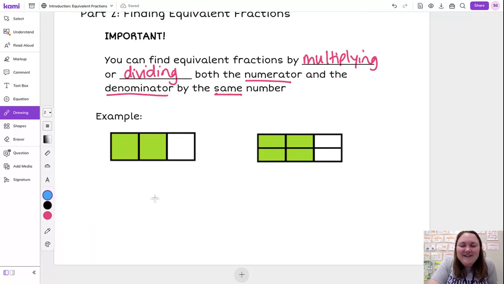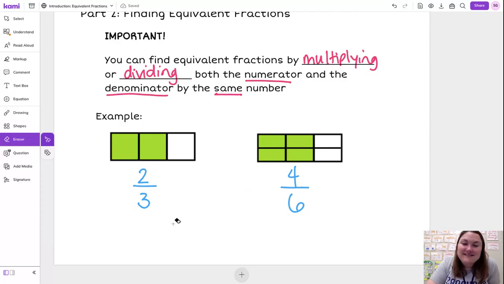Go ahead, pause the video, and I want you to write fractions for these two pictures. So tell me, what fraction does this picture represent, and what fraction does this picture represent? Write down those two fractions and then come back to the video to see how you did. So for this first picture, there is a total of 3 parts, and 2 of those parts are colored in. So this is the fraction 2/3. And then for that other picture, there's a total of 6 parts, and 4 of those are colored in. So that's the fraction 4/6.